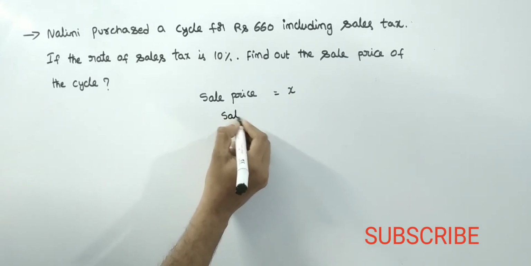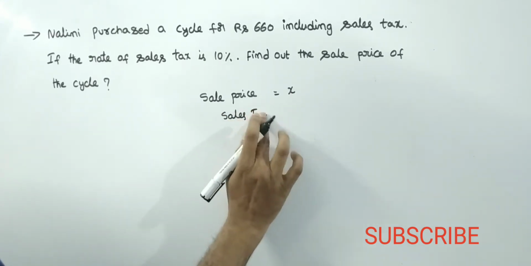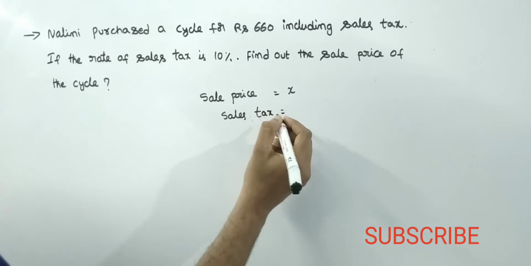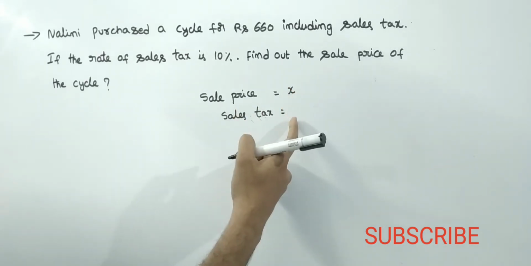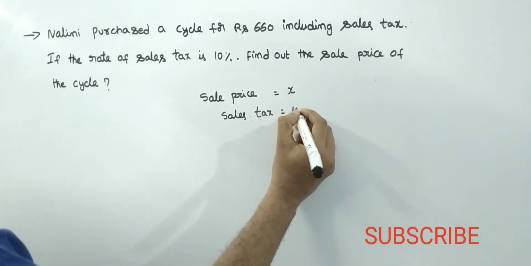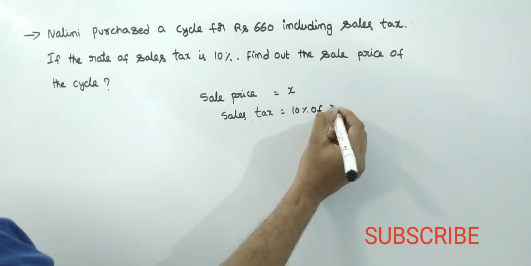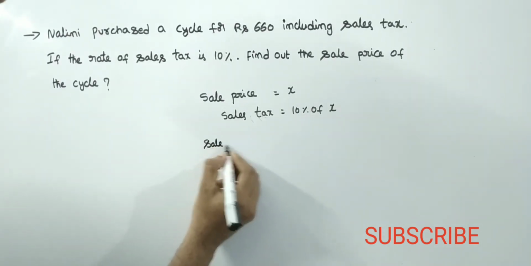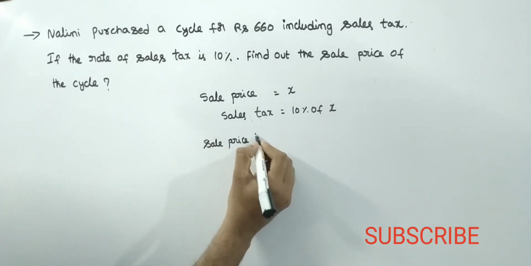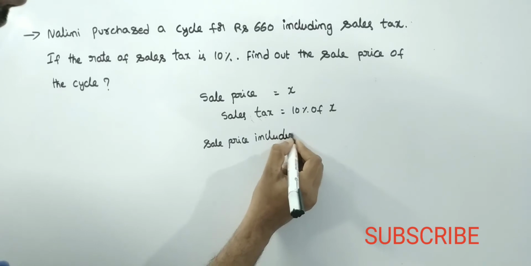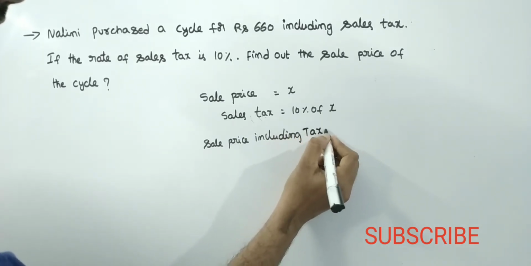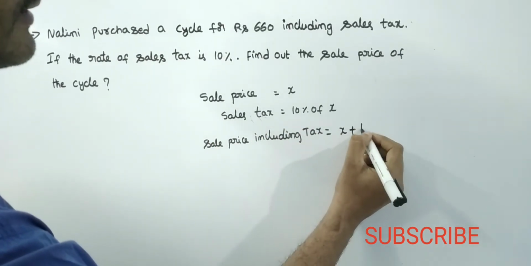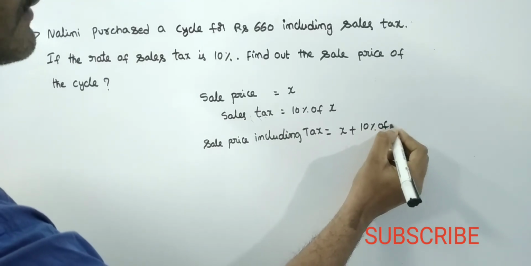Sales tax, how much? 10%. 10% on what? 10% on the actual sale price. That means 10% of X. Now, the sale price including tax is X plus the sales tax on the sale price, that is, the actual sale price plus sales tax.